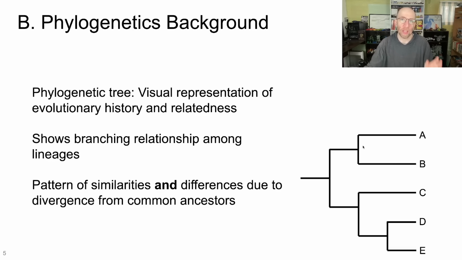Instead of representing branch points, right, speciation events, splitting events, if you're working backwards from the present, those nodes represent the convergence points. The nodes represent the most recent common ancestor, or MRCA, of the descendant groups. So this node right here is the most recent common ancestor of A and B. This one right here is the most recent common ancestor for C, D, and E, and so on. Okay, so that's basically how you read a phylogenetic tree.